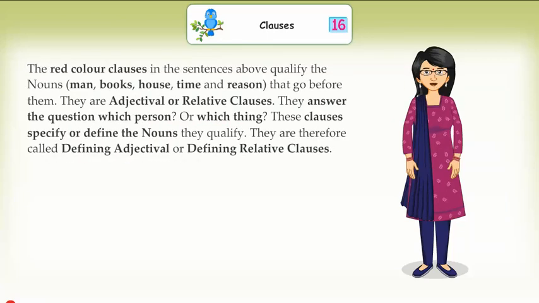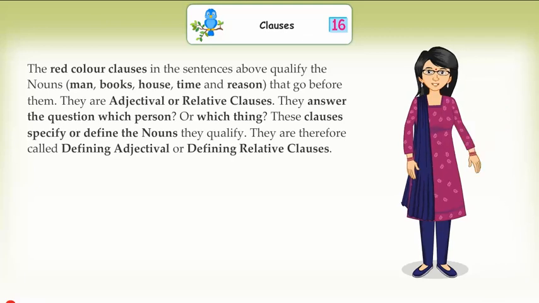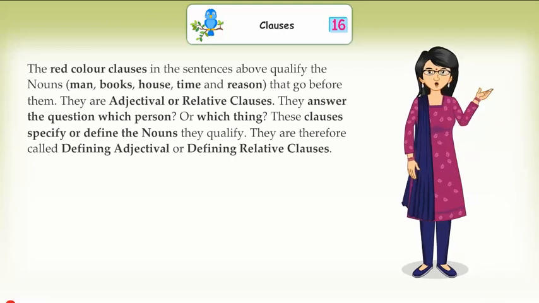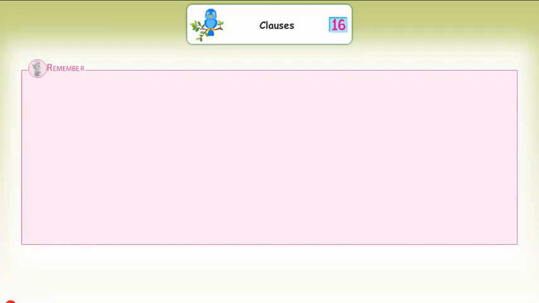The red color clauses in the sentences above qualify the nouns man, books, house, time and reason that go before them. They are adjectival or relative clauses. They answer the question which person or which thing. These clauses specify or define the nouns they qualify. They are therefore called defining adjectival or defining relative clauses.